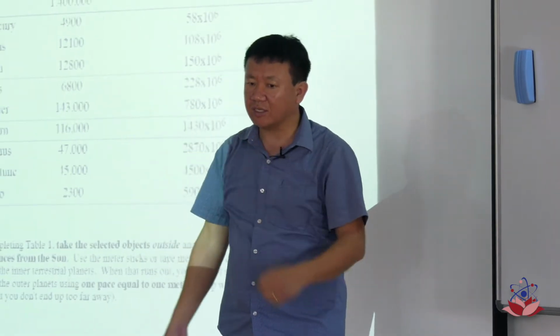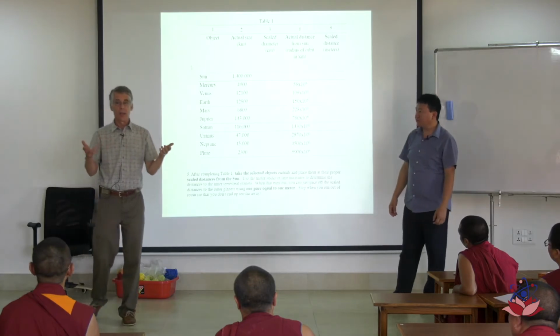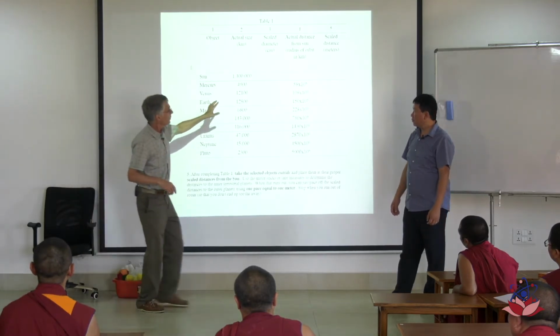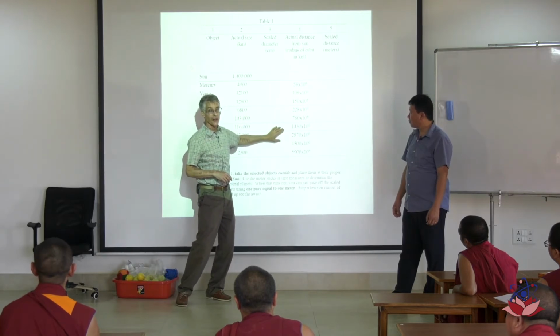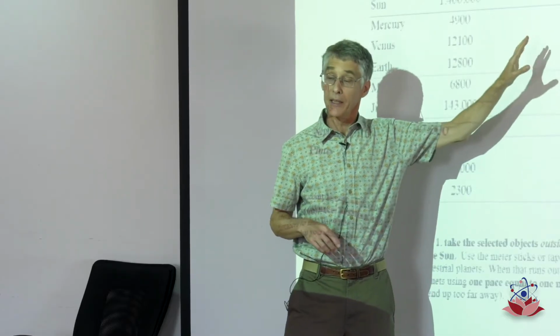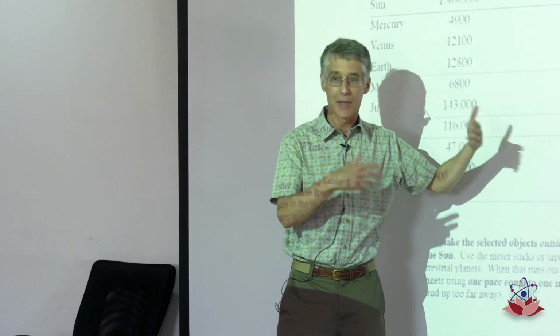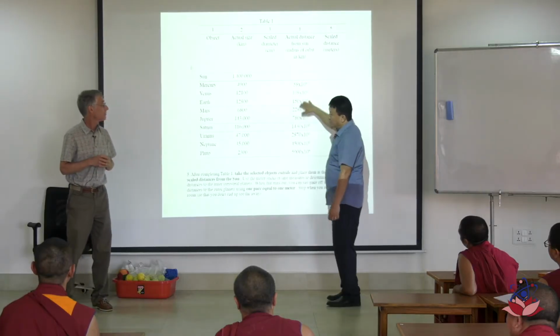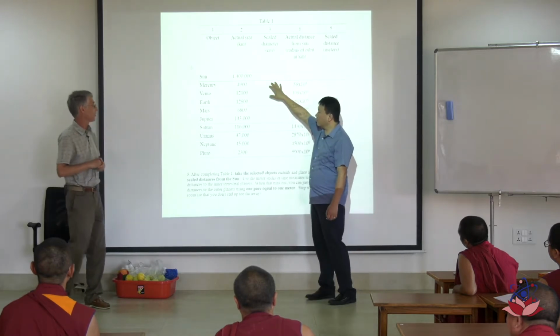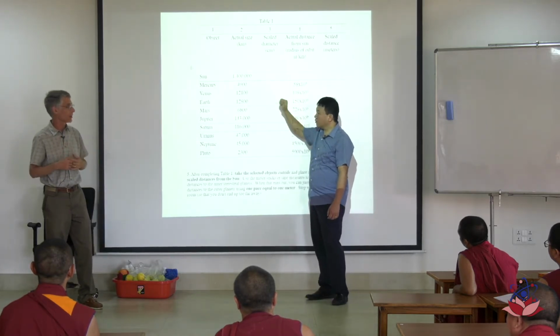So you may want to adopt one size for the sun and do a calculation and then maybe change your mind. That would be okay, until you get something that you like. For the distance? Yeah, for any of them. Yes, just do one or two and see how it's going.